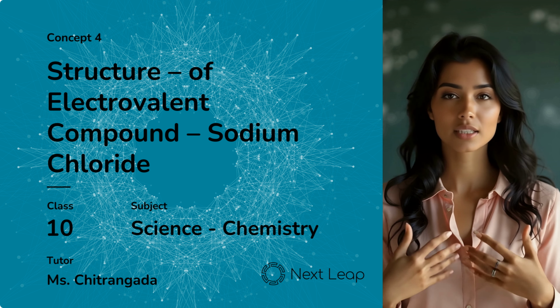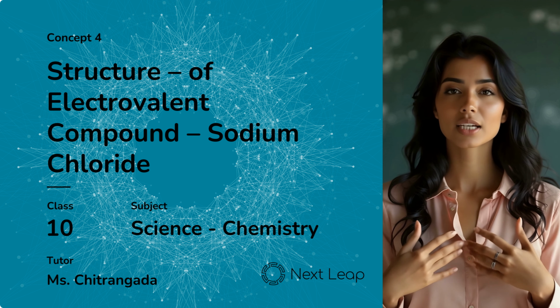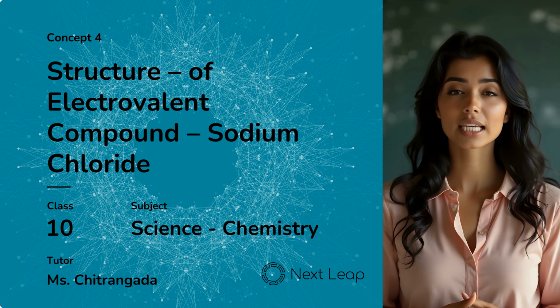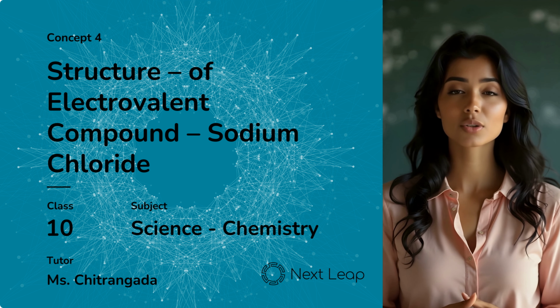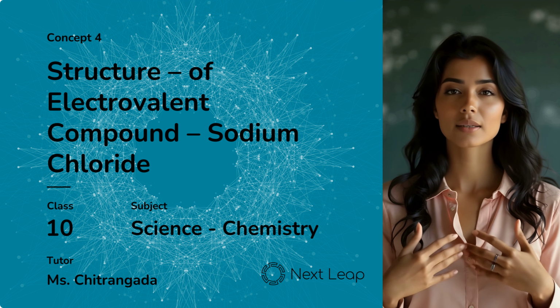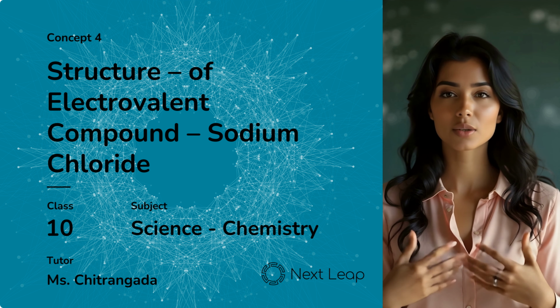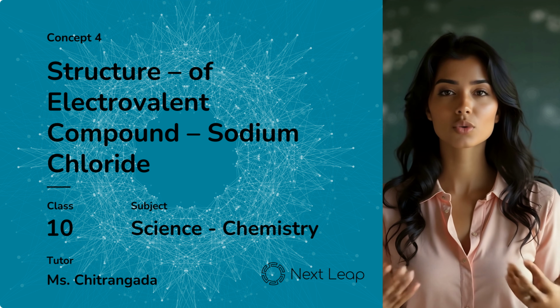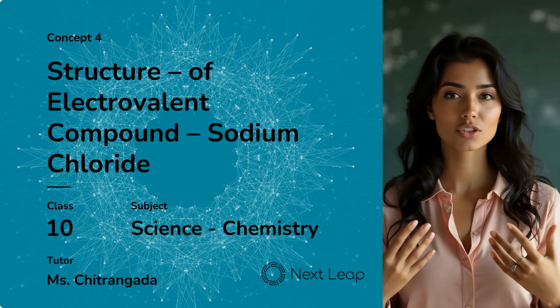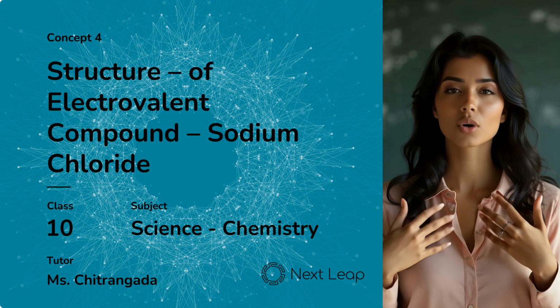Sodium has an atomic number of 11 with an electronic configuration of 2, 8, 1. That one electron in its outermost shell is loosely held and easily donated. On the other hand, chlorine with atomic number 17 has an electronic configuration of 2, 8, 7, just one electron short of a full octet.